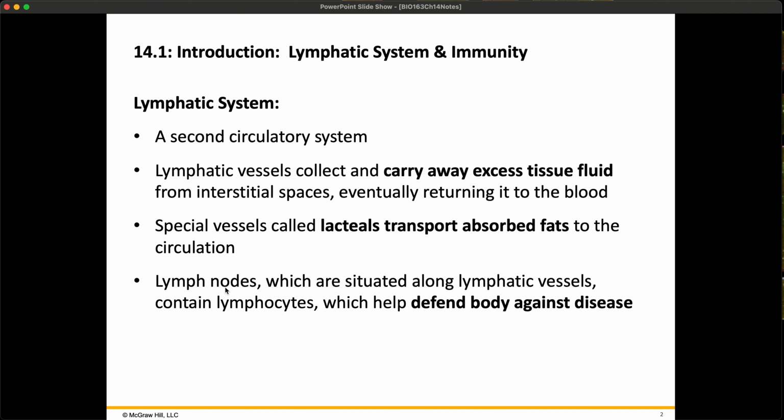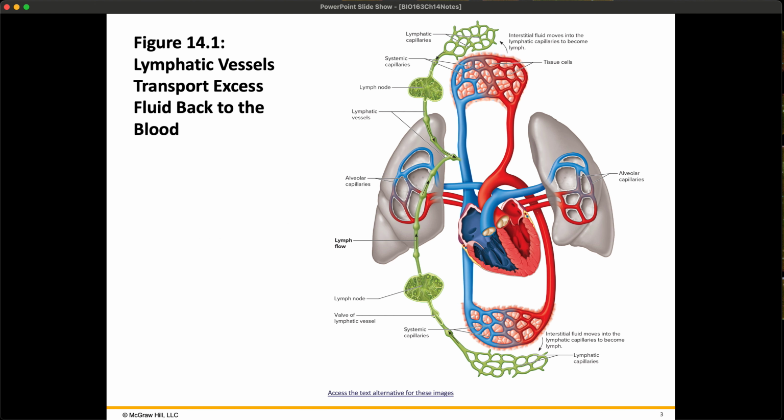There are also other structures, things called lymph nodes, that are situated at spots along lymphatic vessels. Think of these like checkpoints. And they have lymphocytes, which are a type of white blood cell, to help defend against diseases. Here's just a graphic image of that.